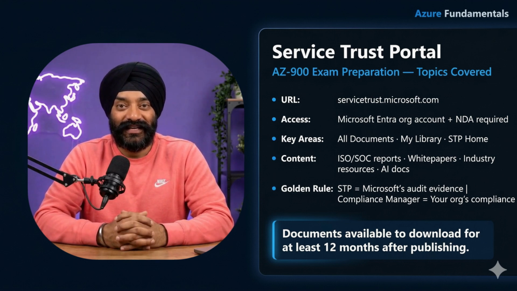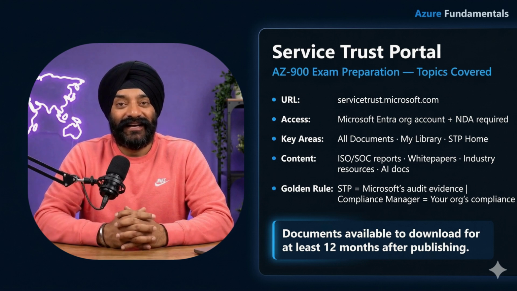We covered the three main menu areas: the Service Trust Portal home link, My Library for saving and getting update notifications on documents, and all documents as the single landing place for all content.